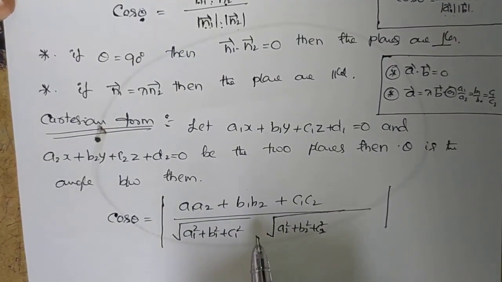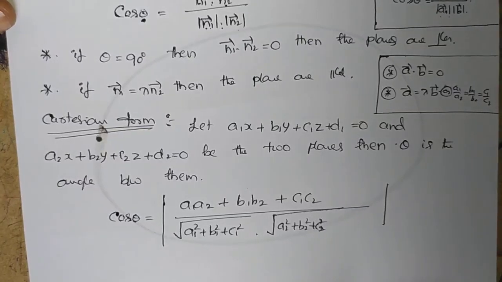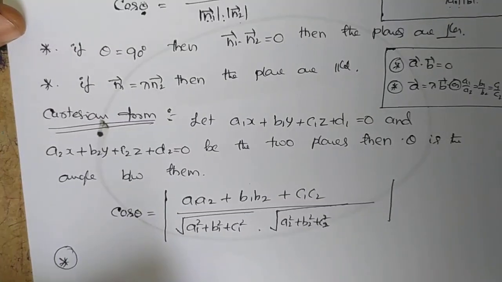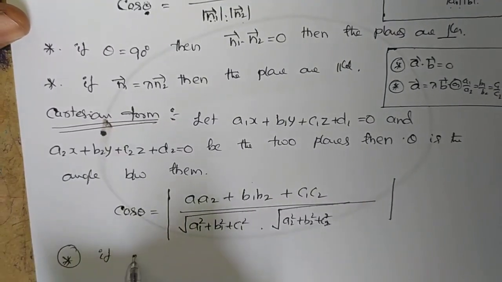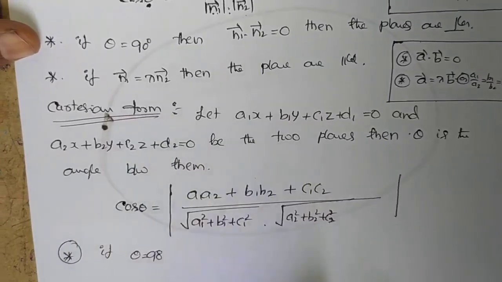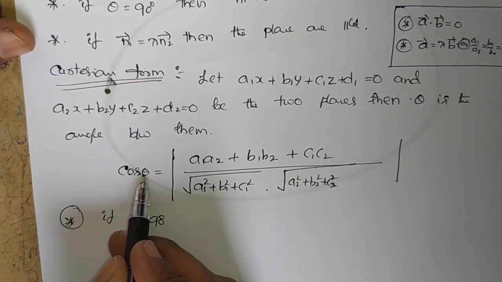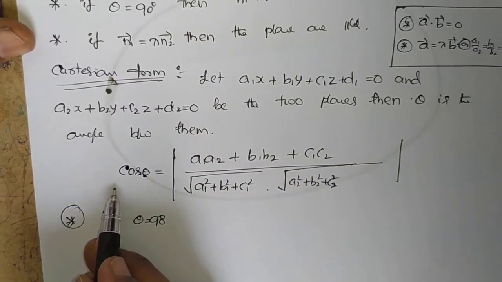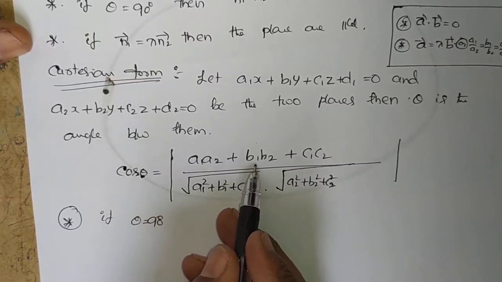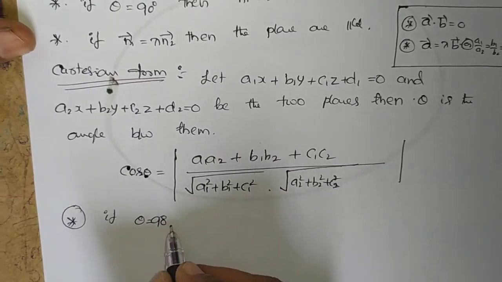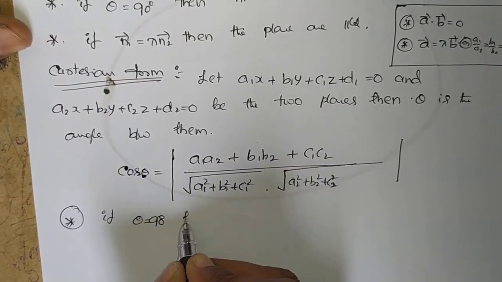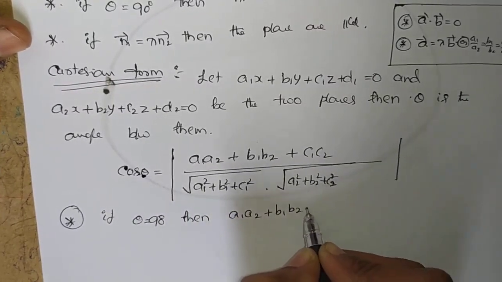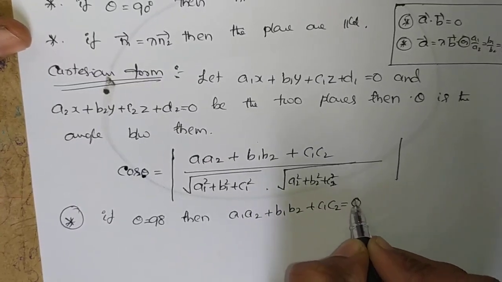This formula we have also learned in our vector algebra. In this also we have perpendicular and parallel conditions. If theta equals 90 degrees, and we put 90 in place of theta, we will get 0. The denominator goes to the left. Finally, we will get a1 a2 plus b1 b2 plus c1 c2 equals 0.